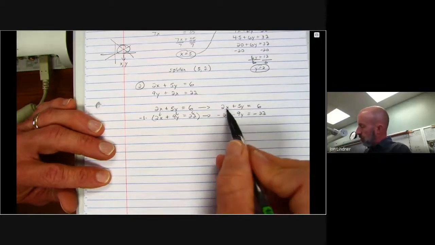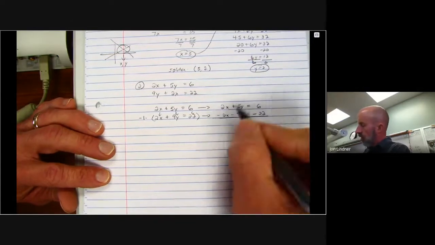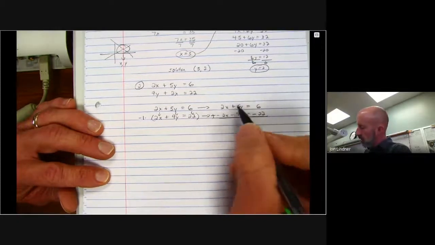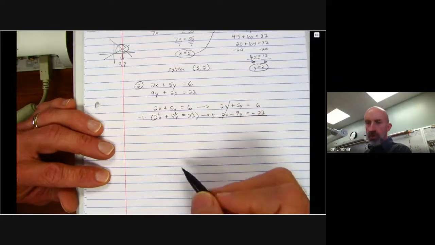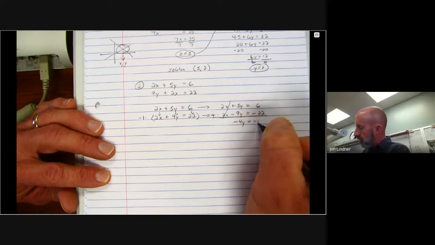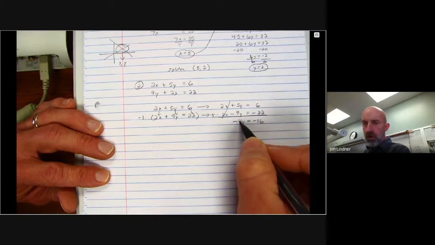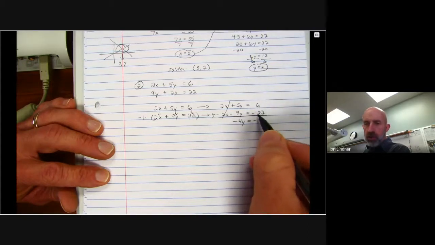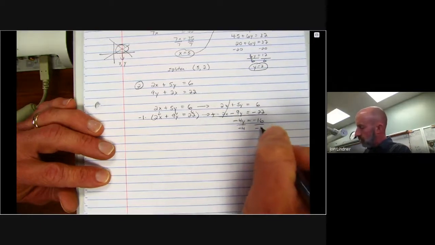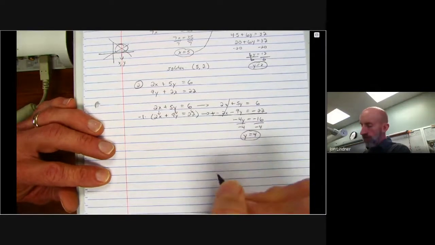And now look at my two equations. Now I have opposites. And now when I add these two equations again, remember what we're doing. We're adding the two equations. Those two x terms disappear. And I have negative 4y equals negative 16. 5y and negative 9y make negative 4y. 6 and negative 22 make negative 16. Now I can just finish solving it. And I find out that y equals positive 4.